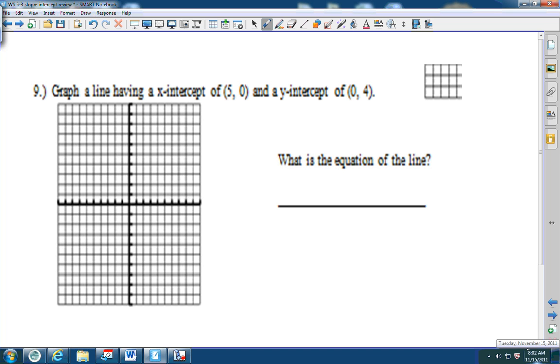Here's the next one. Well, let's graph these points. (5, 0), 1, 2, 3, 4, 5, and (0, 4).